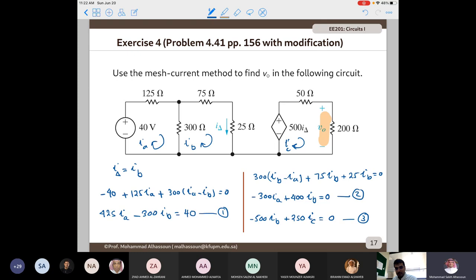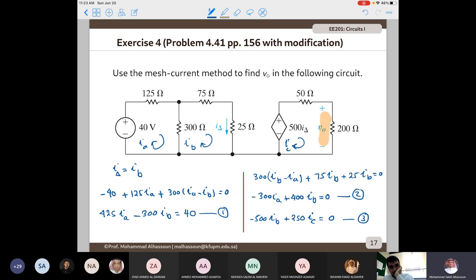Okay, Ziad, question? Is there such a thing where we fuse two meshes, merge them together? Yes, yes, yes. We'll explain it in a moment. We'll come to it.